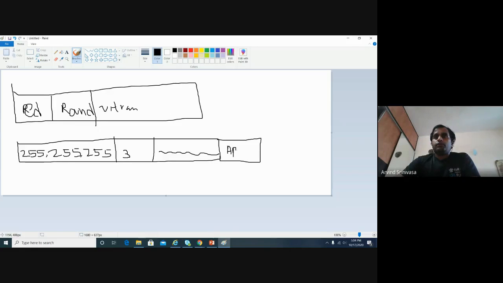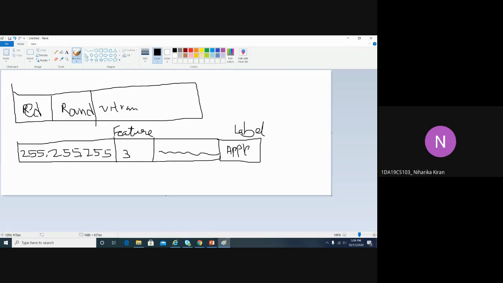Whatever is being told here is called a feature, and this is called a label. It means we are labeling that if these features are there, it is known as an apple, for the computer to understand. Understood? Yes, sir.